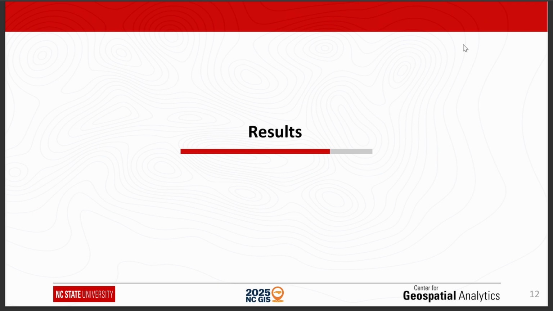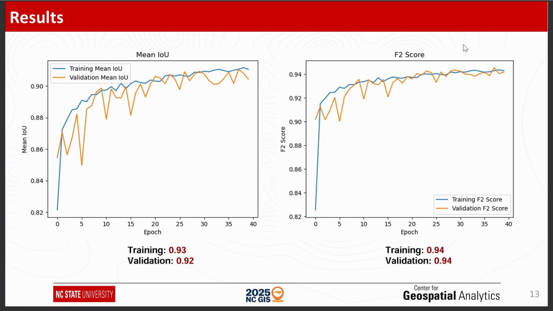So just going into the results. Pretty excited about the performance of our model so far. We had a mean IOU of 0.93 for our training and 0.92 for our validation, and an F2 score of 0.94 for both our training and validation datasets, which is very promising.